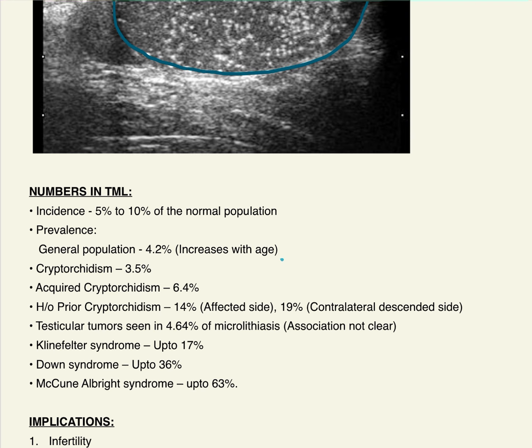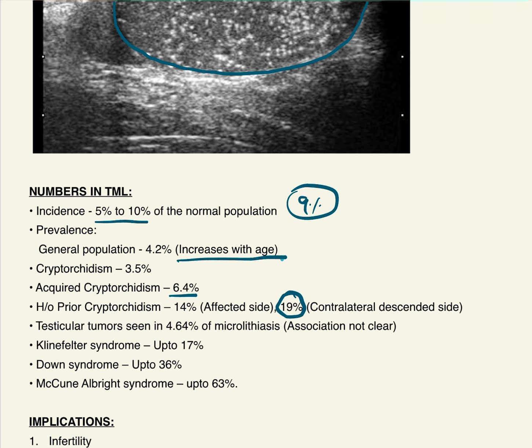Coming to the numbers on TML, the incidence in the normal population varies between 5 to 10%. Usually we take it as 9% in general. The prevalence in the general population is 4.2%, and it steadily increases with age. In cryptorchid patients, that incidence is 3.5%, while in acquired cryptorchidism it is 6.4%. In cases of prior cryptorchidism that were treated, the affected side is affected in 14% of cases, while the contralateral normal side, interestingly, is affected in 19% of cases.